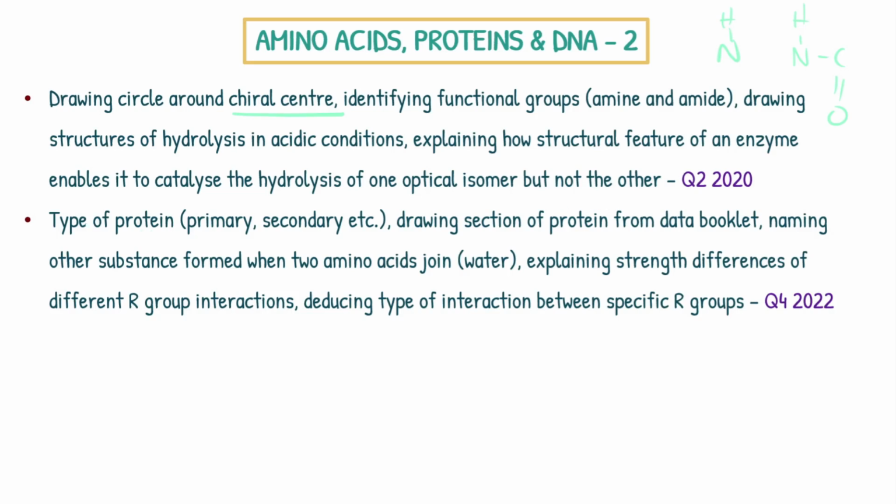Okay. Next up, again, a type of protein question. So you just need to understand the basics of whether something's primary, secondary, tertiary. Next up, you have to be able to draw a section of a protein from a data booklet. Naming the other substance formed when two amino acids join. This is always water. Okay, just try and remember that.